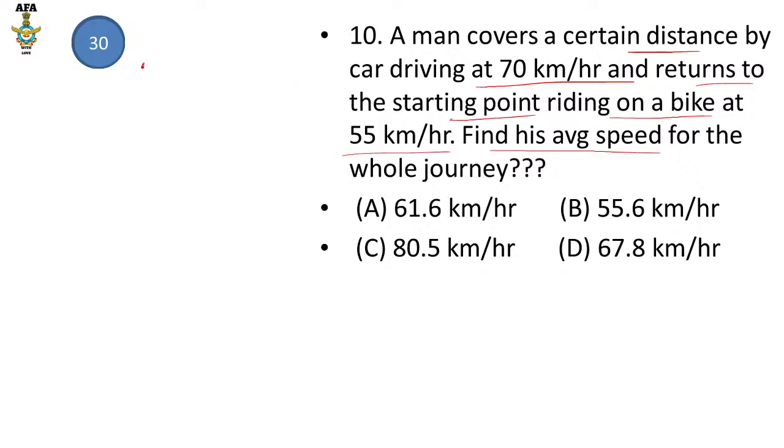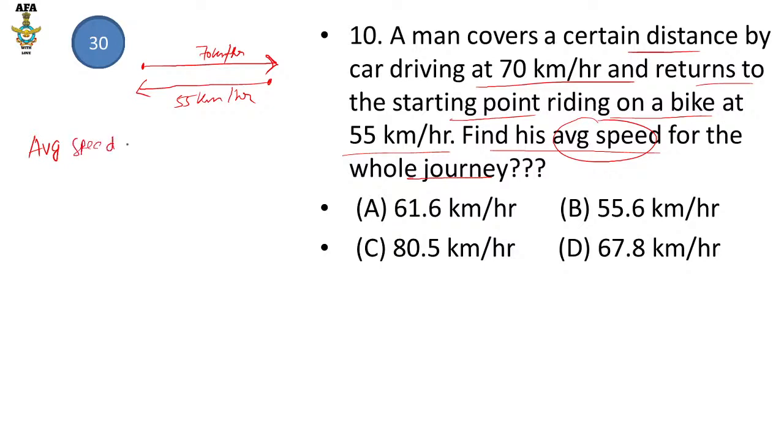So a man is traveling a certain distance by car driving at 70 km per hour, and he returns to the starting point riding on a bike. From here to here, he is coming at 55 km per hour. Find his average speed for the whole journey. If the distance is constant, what is the formula of average speed? Just note down this formula.